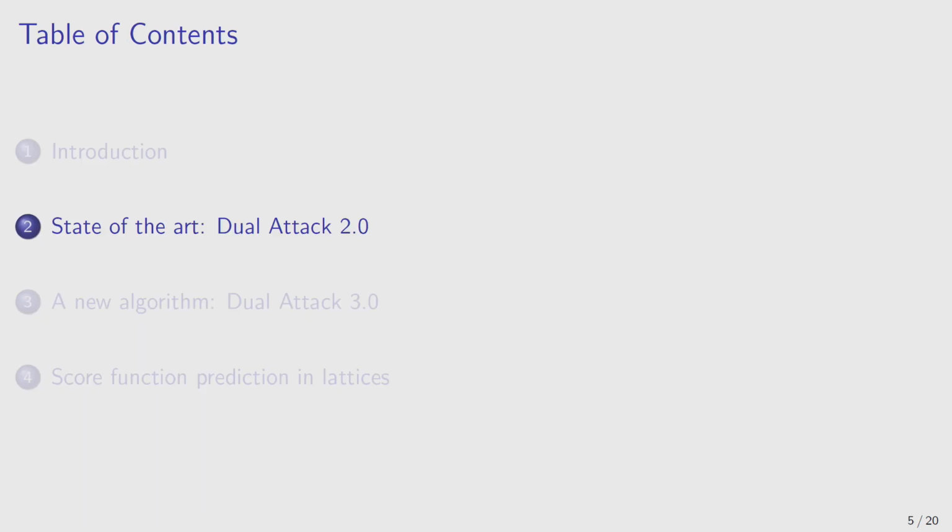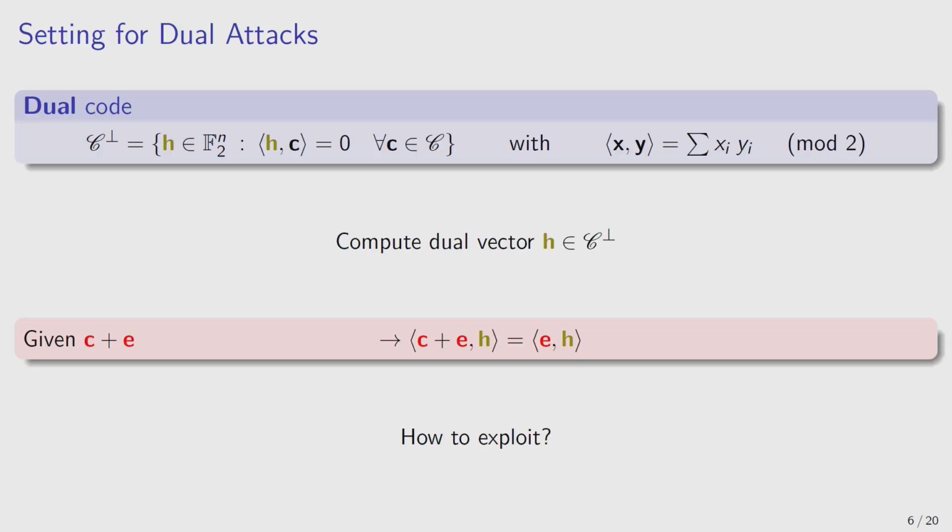Okay, so now I'm going to present the state of the art, which is Dual Attack 2.0. The setting for dual attacks is the dual of the code, which is just the words of the space that are orthogonal to all of the code words. Why it's useful is that when you compute a dual vector, H, and you are given the noisy code word you're trying to decode, C plus E, you can compute the dot product of this noisy code word and H. Because H is a dual vector, C and H cancel out, and you only have left a linear combination of the error. The question now is how to exploit it.